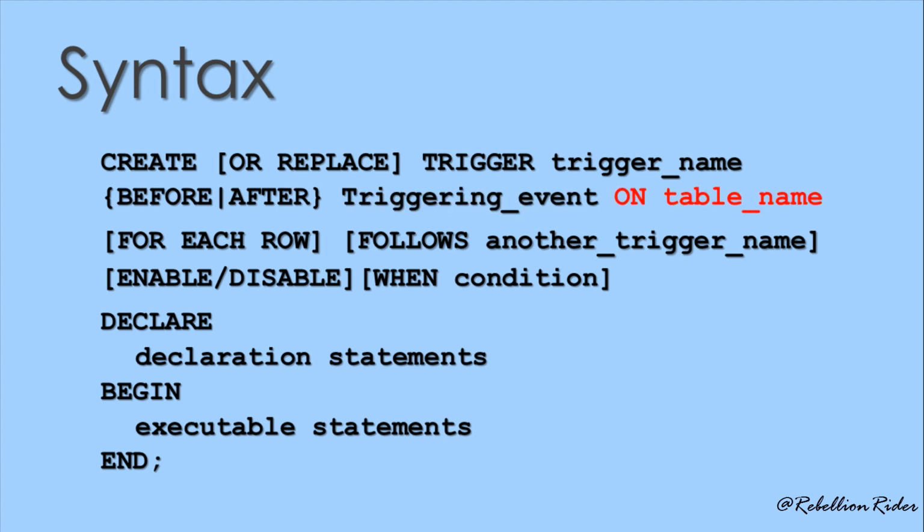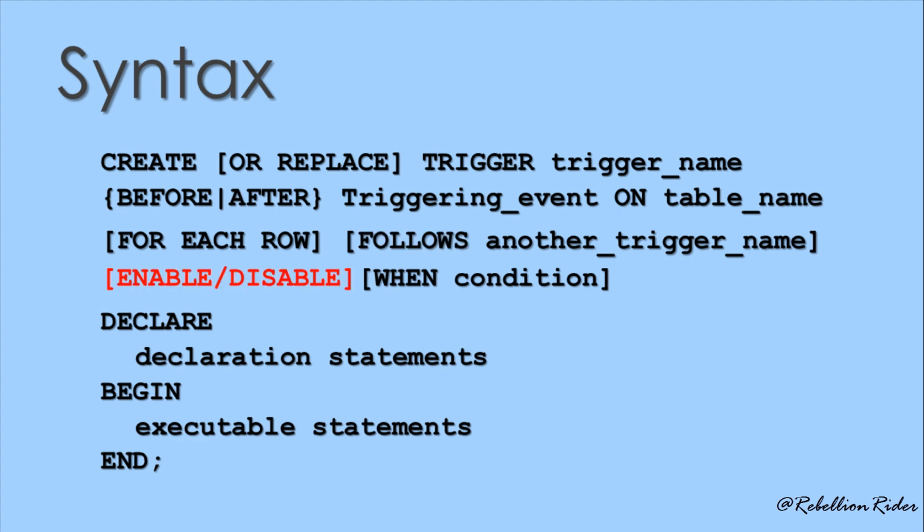Then we have an optional clause for each row. This clause specifies that the trigger is a row trigger and fires once for each row that is inserted, updated or deleted. Next clause is follows, which is again optional and allows you to specify the order in which trigger should fire. This clause is useful when you have multiple triggers defined on the same table and you want to set an order for their execution.